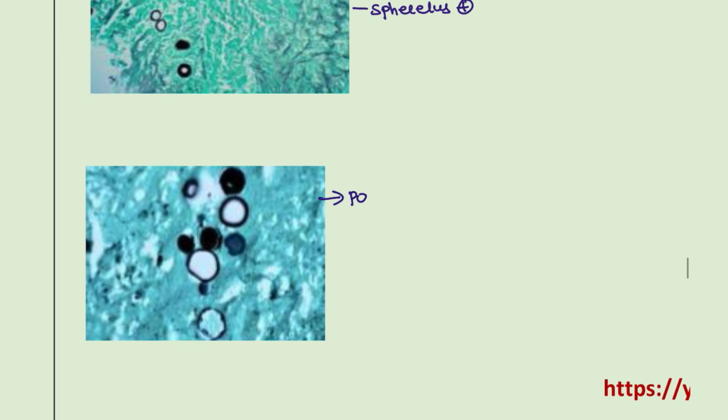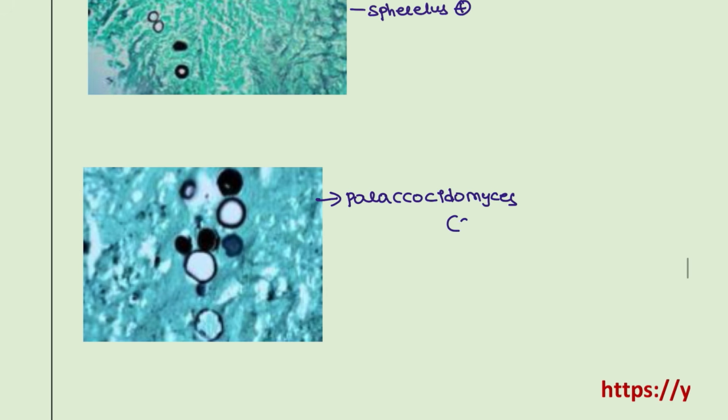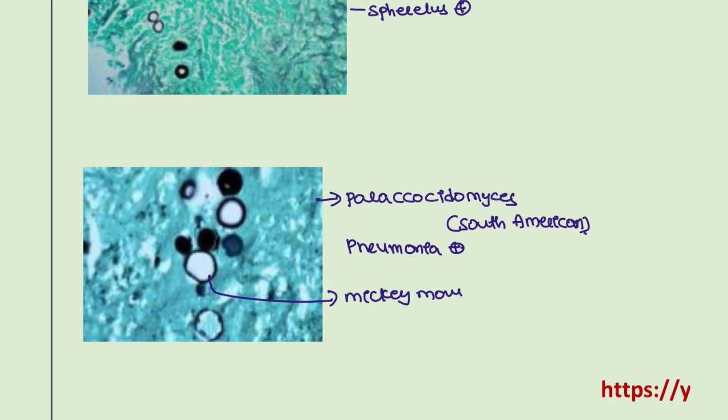And this is Paracoccidioides, which is mostly seen with South American species, different types of the Coccidioides species. This is also mostly pneumonia in immunocompromised patients, and this sign is known as the Mickey Mouse sign. This is the Mickey Mouse sign that will be presented in this patient.